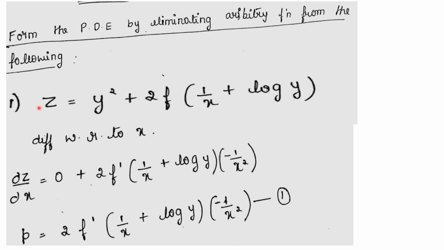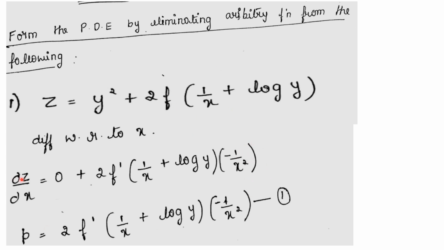So what is the differentiation of z with respect to x? That is, dou z by dou x is equal to y square with respect to x is 0, because y square is a constant with respect to x. So this is 0 plus the differentiation of 2f of 1 by x plus log y, which is 2 into f dash of 1 by x plus log y into the differentiation of 1 by x with respect to x, which is minus 1 by x square. Differentiation of log y is 0 with respect to x. So differentiation of 1 by x is minus 1 by x square.